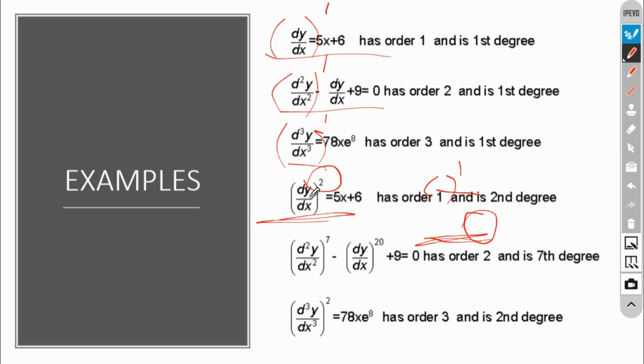And in the next example, what is the highest derivative? The highest derivative is d square y by dx square. So the order is 2, and the exponent of the highest derivative is 7. Therefore, its degree is 7. And in the next example, the highest derivative is d cube y by dx cube. So its order is 3, and its exponent is 2, therefore the degree is 2.